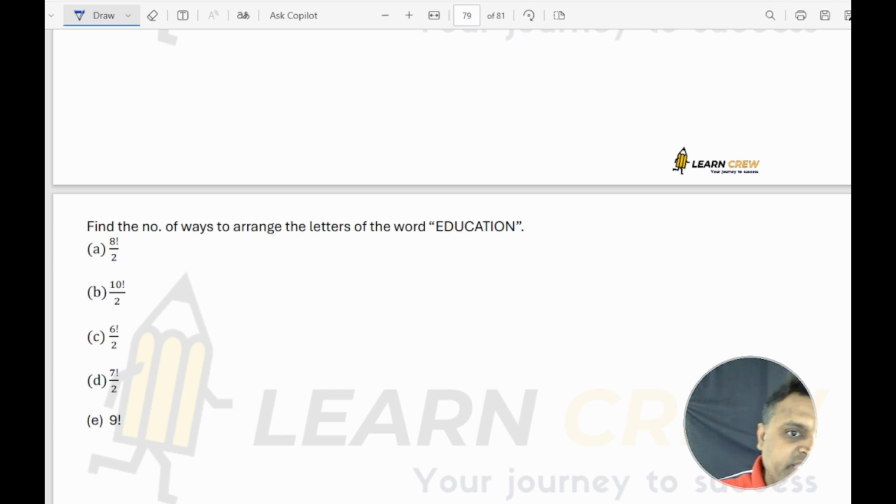Next, find the number of ways to arrange the letters of the word education. So all are different, I think. 1, 2, 3, 4, 5, 6, 7, 8, 9. 9 things in 9 places can be arranged in 9 factorial ways. So 9 factorial is the answer.